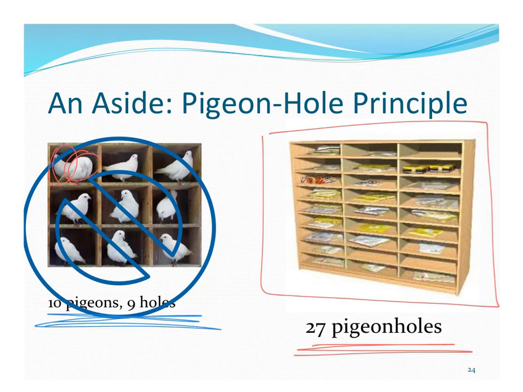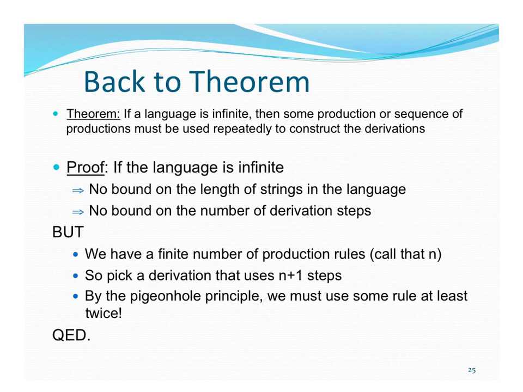And that's really it, as long as you keep that in the back of your head whenever you're thinking about the pigeonhole principle, it's easy. So let me give you a high-level overview of this theorem. If a language is infinite, then some production or sequence of productions must be used repeatedly to construct the derivations. Here is a somewhat loose but reasonable version of this proof.